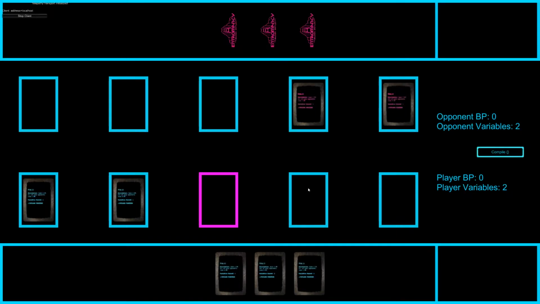The objective of the game is actually not to earn variables. Variables allow you to do other things in the game, like special hacker specializations. What the objective is actually is to gain bit points. I want to gain a certain number of bit points to win the game. Let's say 10 bit points to win the game.